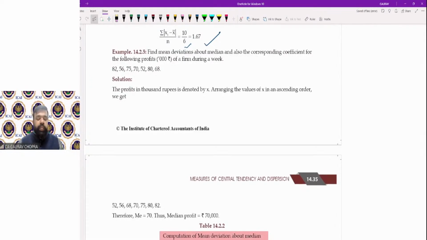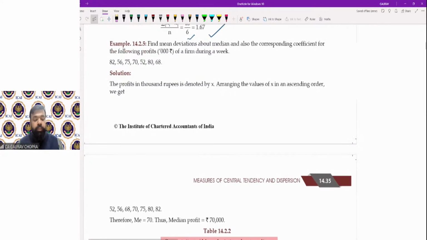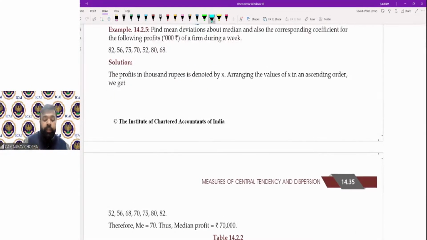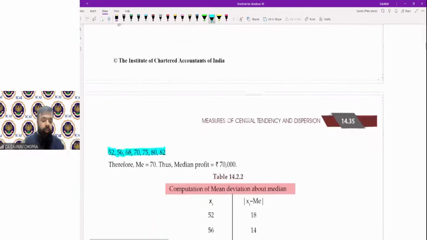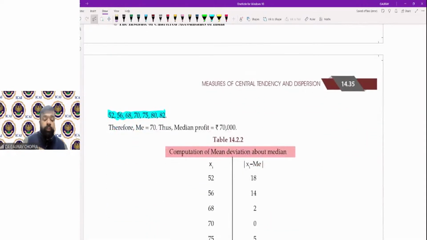Next, the fifth one. This is exactly a similar question. Find out the mean deviation about median. So the question has made it clear. You have to calculate about the median. So your first step will be to arrange the series and calculate median. Arrange the series in ascending order and then find out the middlemost observation. There are seven observations. Therefore, the middlemost observation here is 70. So 70 is your median.